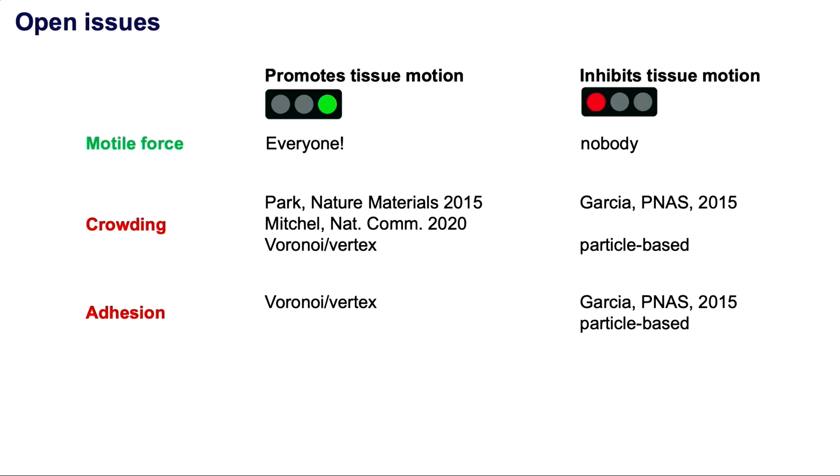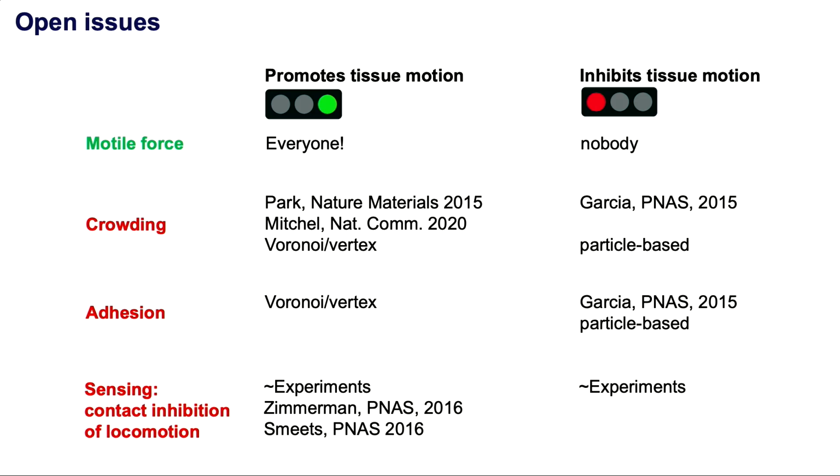And about sensing, we are going to focus on a particular model of sensing, which is called contact inhibition of locomotion. The name suggests that upon contact, the cells should stop moving. This is suggested by some experiments, by the first experiments that introduced this sensing mechanism. But then you also have experiments that suggest the converse. And when people try to encode this sensing mechanism in models, they find that it actually promotes tissue motion. Okay, so on very basic things, there is no agreement.